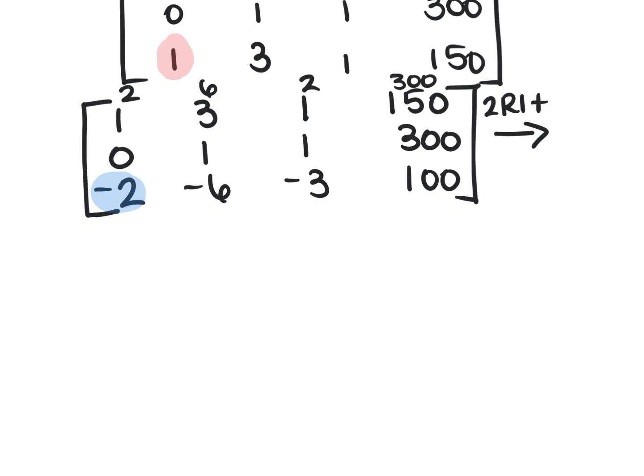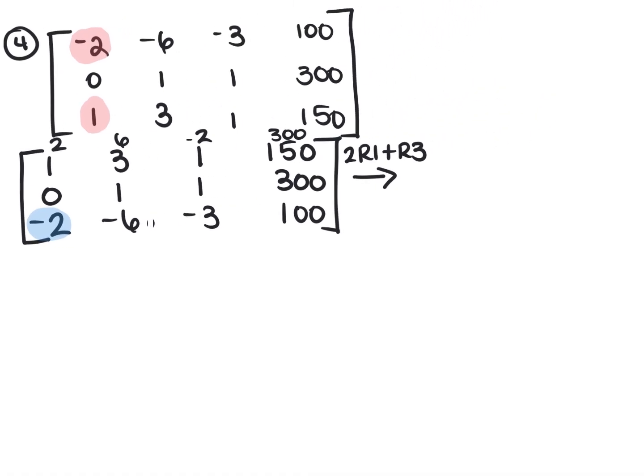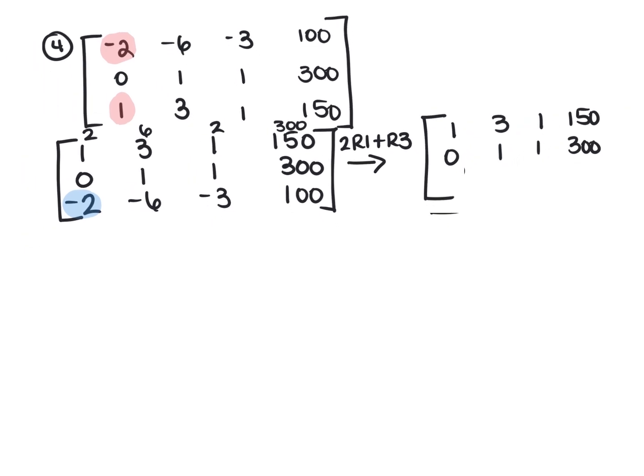Now we're going to be adding that to row 3. So row 3 is the only one that's going to change. So I can go ahead and recopy the top two. I have 1, 3, 1, 150. I have 0, 1, 1, 300. And now I'm going to add the numbers that I have outside written above to the bottom row. So I have 2 plus a -2 is 0. 6 plus a -6 is 0.